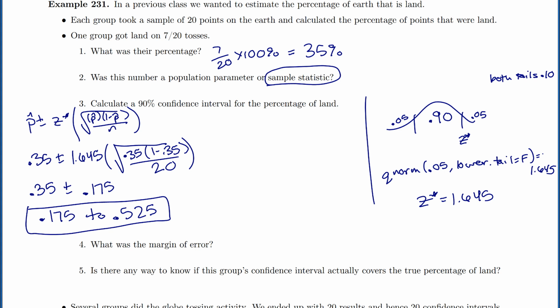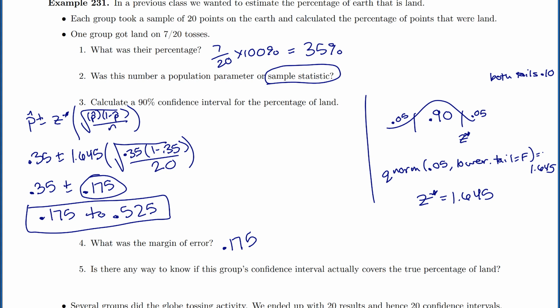Now, what is the margin of error? What's the point that I'm adding and subtracting? So just come back up to your calculations. I was adding and subtracting 0.175. So we realized that with such a small sample size, when we make an estimate, we're probably off by as much as 17.5%.